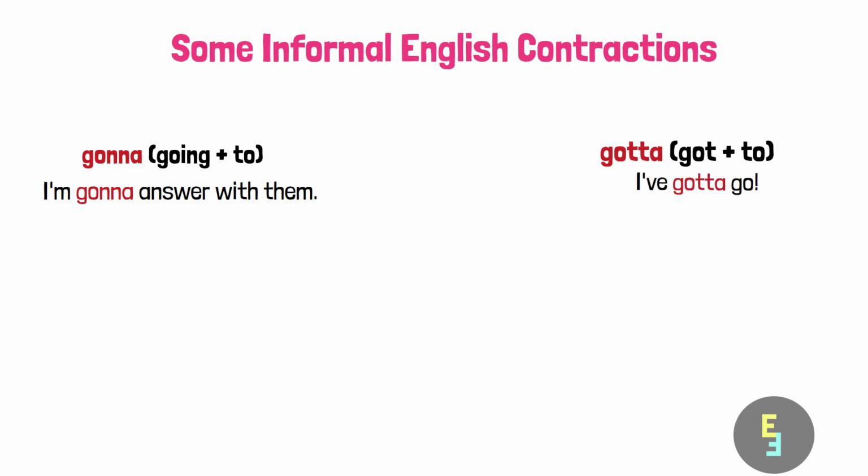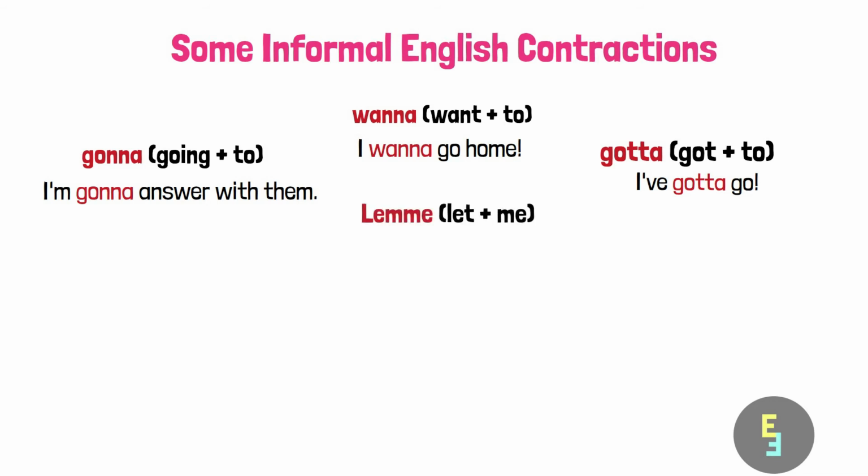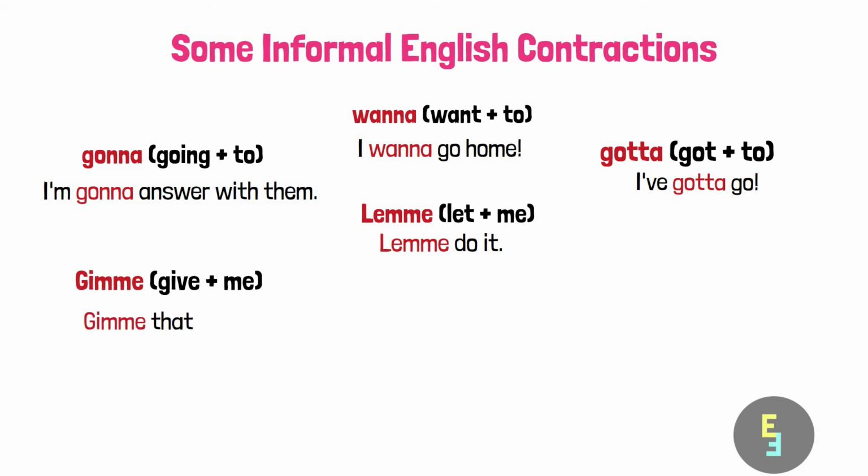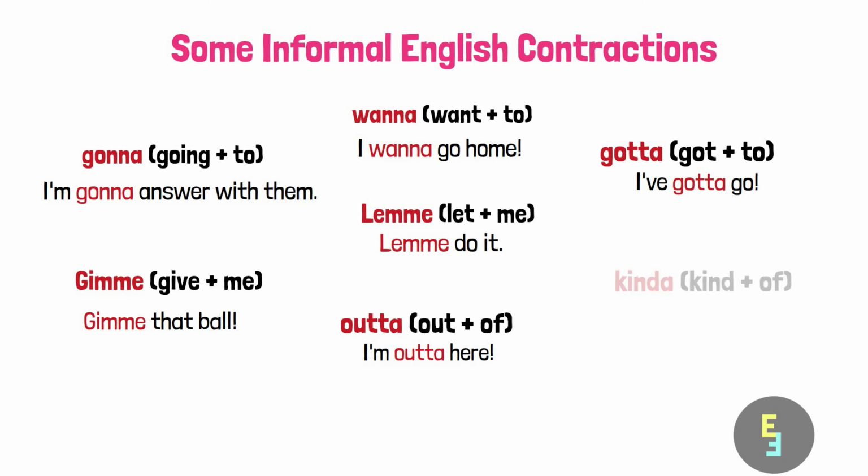Example, I've gotta go. Wanna is the contracted form of the words want and to. Example, I wanna go home. The word lemme is the contracted form of let and me. Example, let me do it. Gimme is the contracted form of give and me. Example, give me that ball. The word outta is the contracted form of out and of. Example, I'm outta here. Kinda is the contracted form of kind and of.